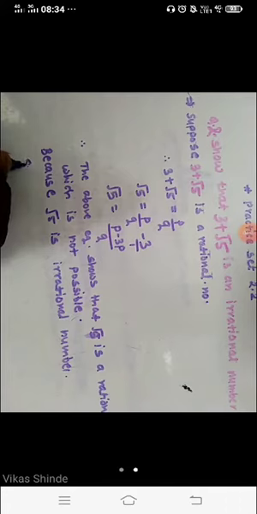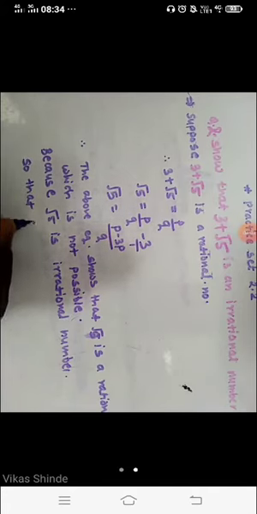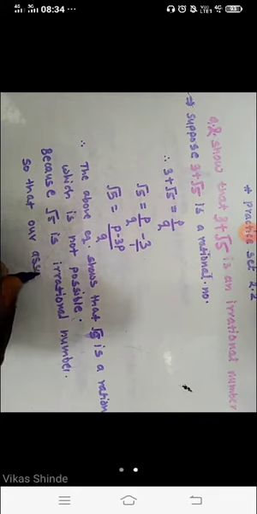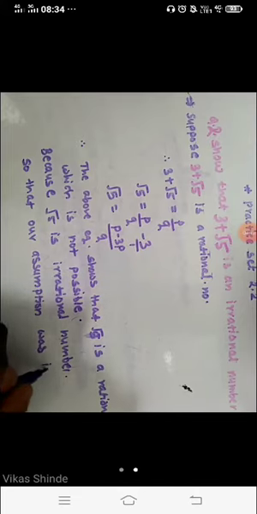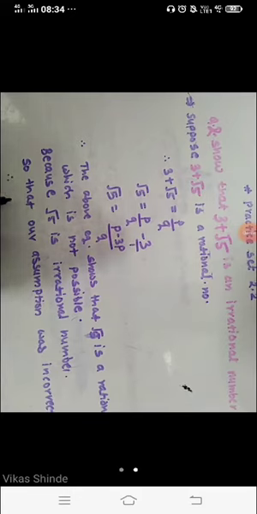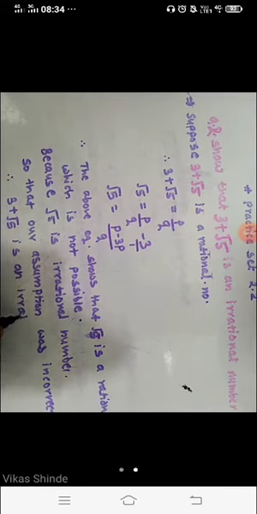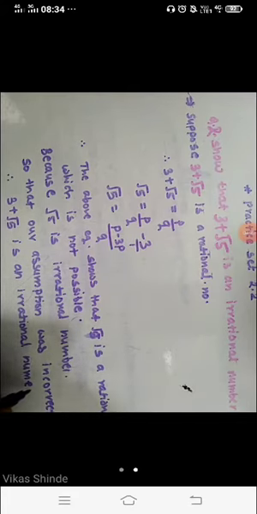So our assumption was incorrect. Therefore, finally write the statement: 3 plus under root of 5 is an irrational number. Okay, this is the answer of question number 2.